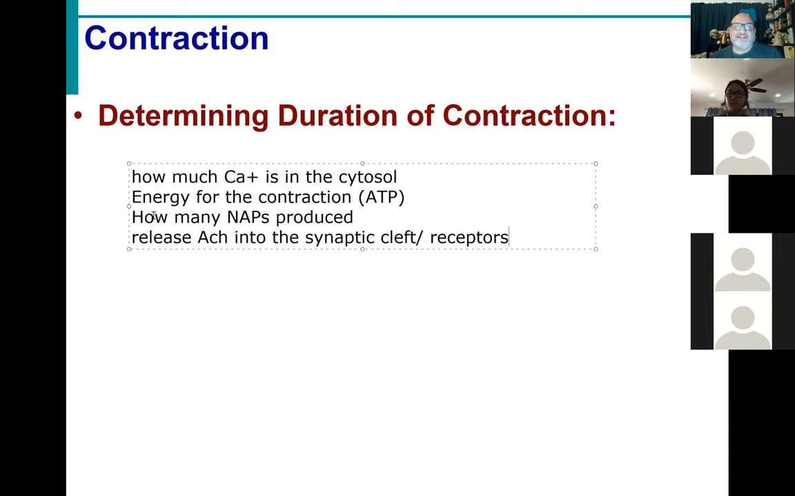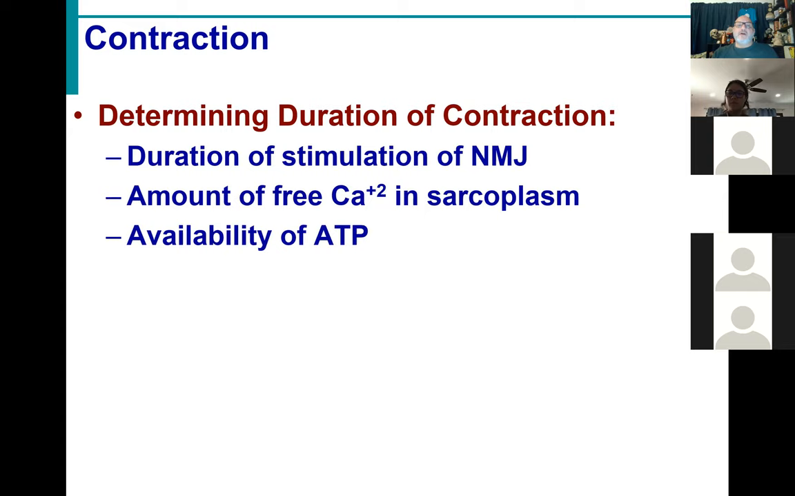If we move the cells further apart, more diffusion would occur, and so that would make it shorter. So there's lots of ways we can modify this communication, this length of the contraction. So again, how much stimulation, which really, like we said, is not so much the stimulation, but all about the acetylcholine and how long that's available. How much calcium is available and how much ATP is available. All of these are things that can affect it.